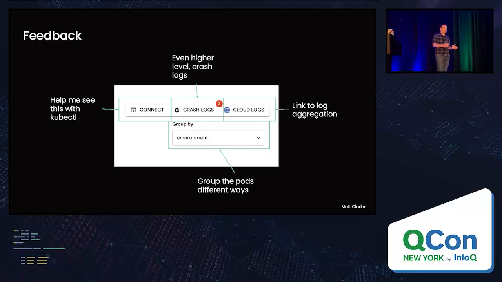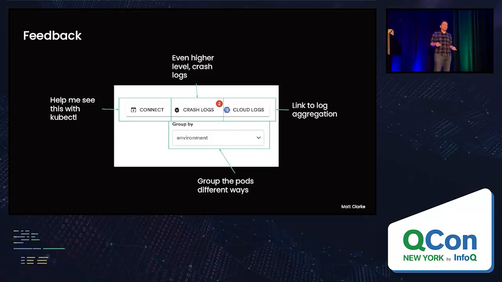And then for the other end of that user spectrum, we had an even higher level crash log dialog that showed you all the crashes that had happened in your service and allowed you to flick through them and see, are these crashes related? Am I seeing the same error across all of these pods? Which was really helpful for reducing mean time to recovery whenever we saw an issue in production.